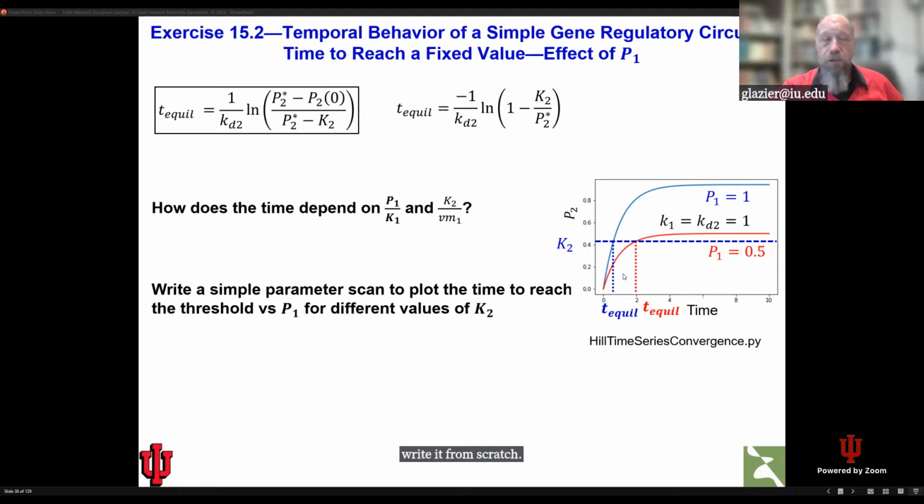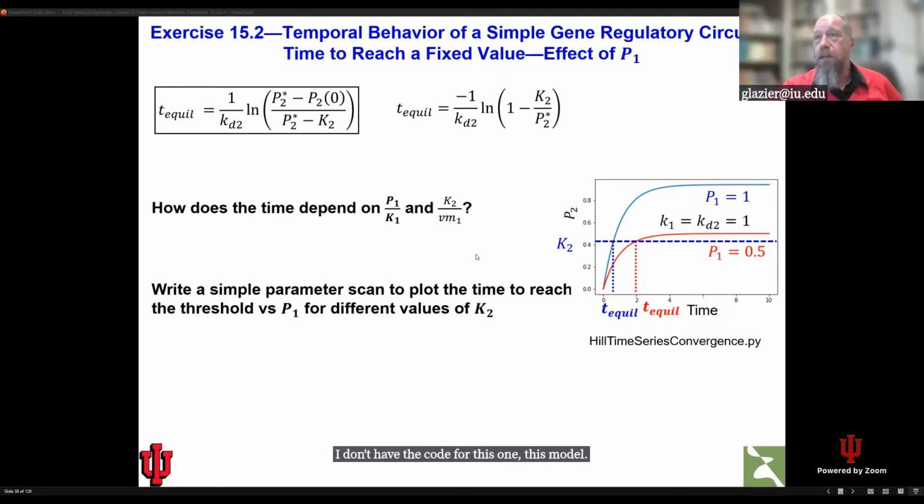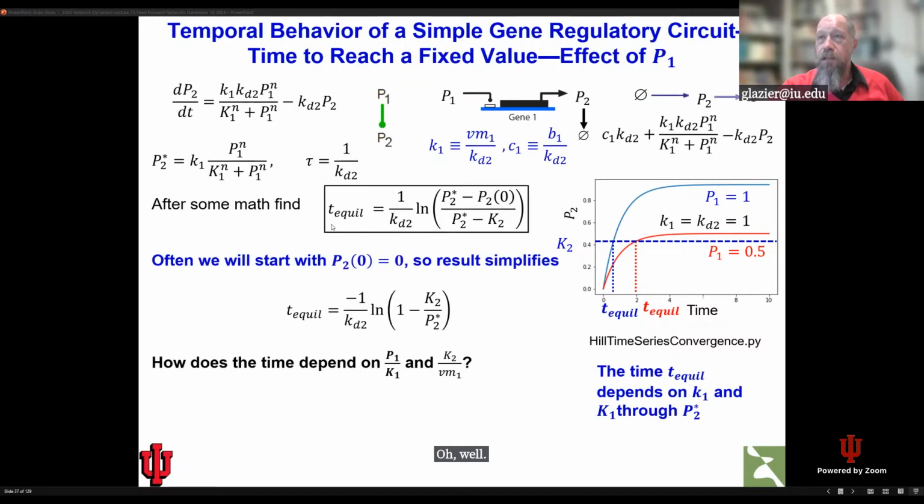So you don't have one of the parameter scans that we had from before? I don't have the code for this model. Well, the code for this model is just this one. You could write it as an ODE or two reactions.